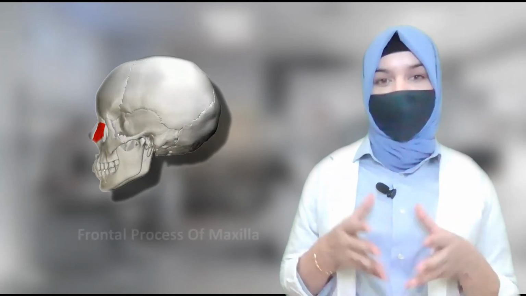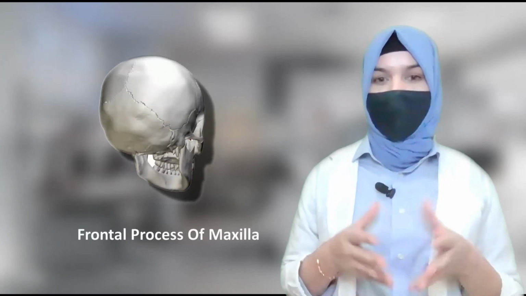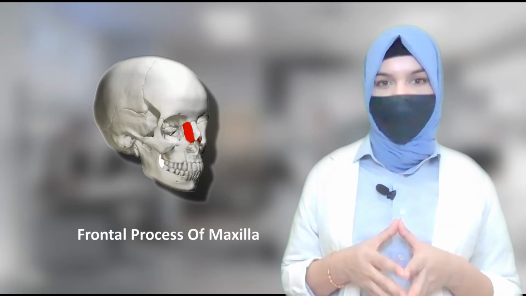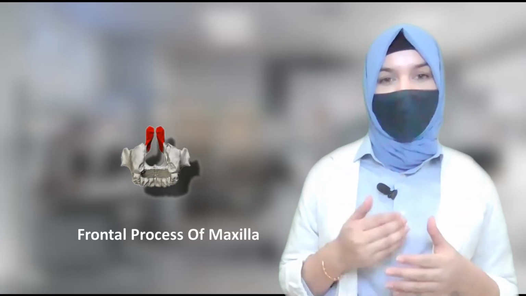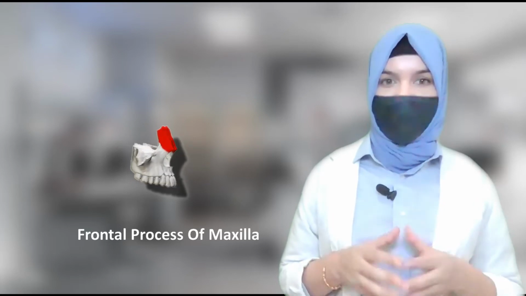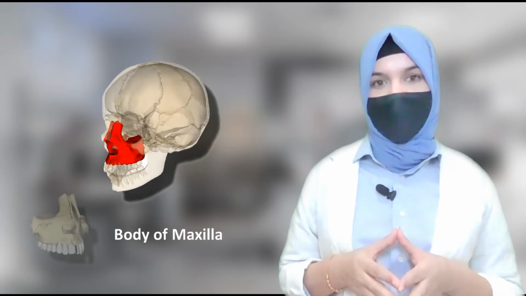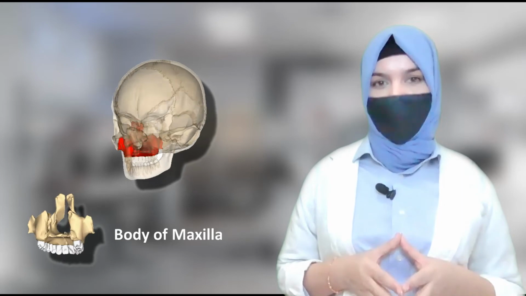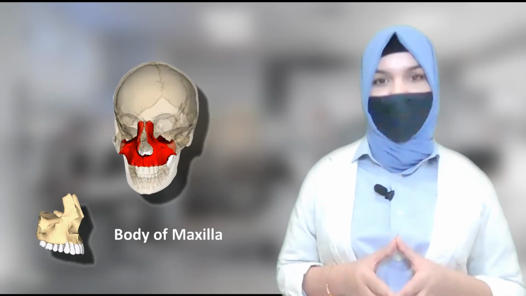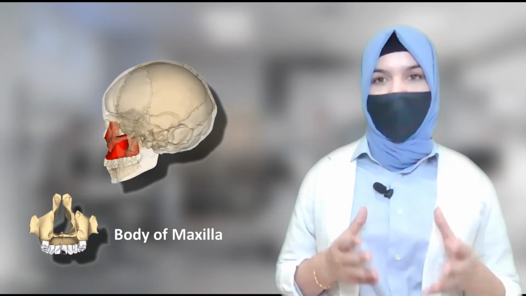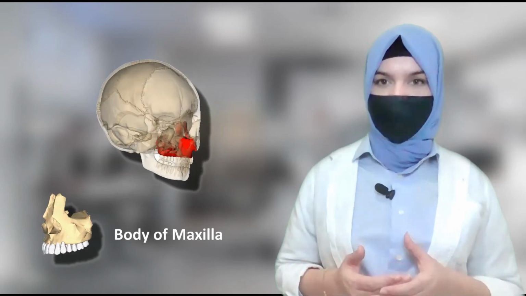Next, we have the frontal process of maxilla. Frontal process of maxilla is projected upward, medially, and downward, forming the lateral aspect of the nose. Below the frontal process of the maxilla, we have the body of maxilla. Body of maxilla is the largest part of the bone. It is shaped like a pyramid, forming the floor of the orbit, the lateral aspect of the nose, and the anterior aspect of the nasal cavity.